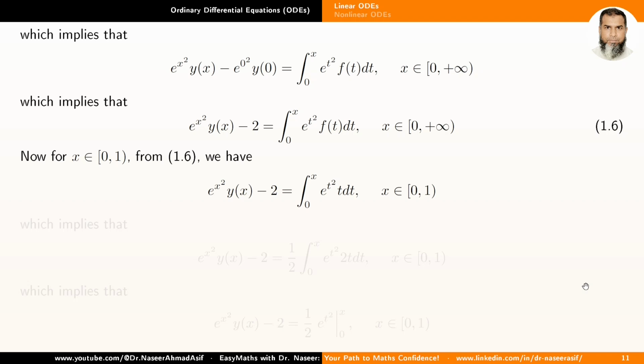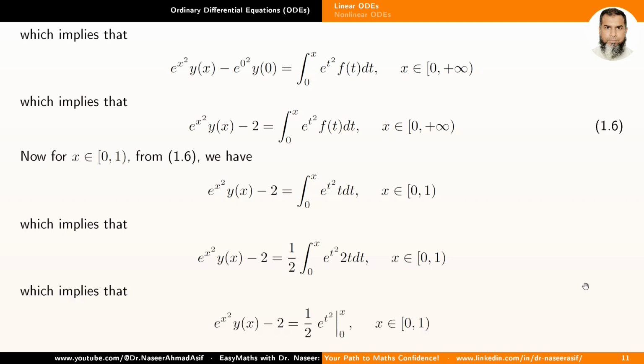Now for x belonging to the closed-open interval 0 to 1, from equation 1.6, we have exponential x square y of x minus 2 is equal to integral from 0 to x of exponential t squared into t dt, where x belongs to the closed-open interval 0 to 1. So exponential x square into y of x minus 2 is equal to 1 by 2 integral from 0 to x of exponential t squared into 2t dt. So exponential x square into y of x minus 2 is equal to 1 by 2 exponential t squared from 0 to x, where x belongs to the closed-open interval 0 to 1.